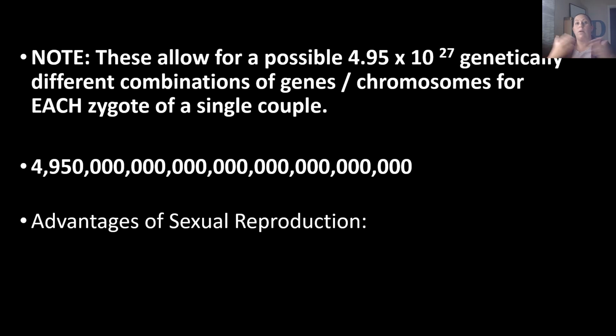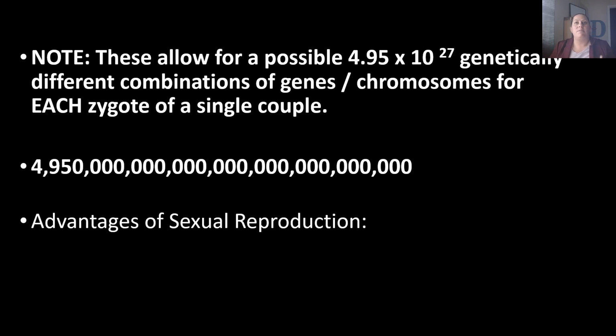So two people come together and decide that they're going to have children. There are this many different combinations that could occur based on their genetics. And guys, this is the number with all the zeros: 4.95 times 10 to the 27. It is a huge number.